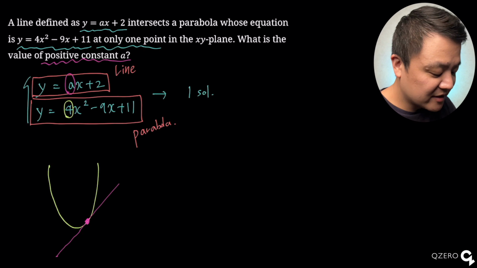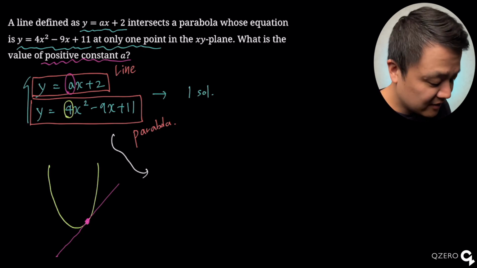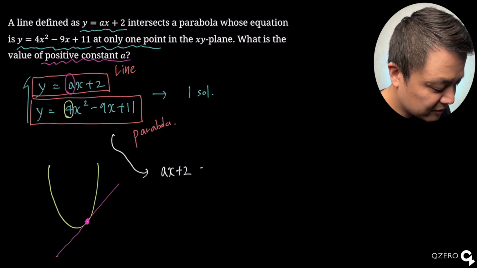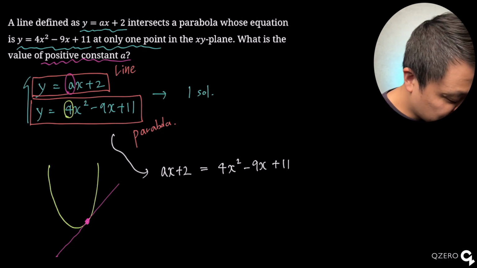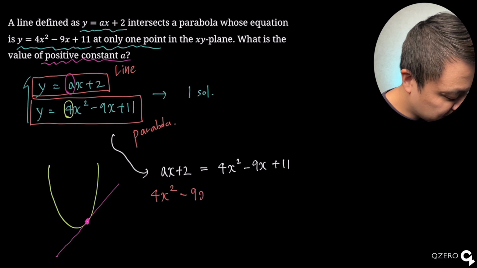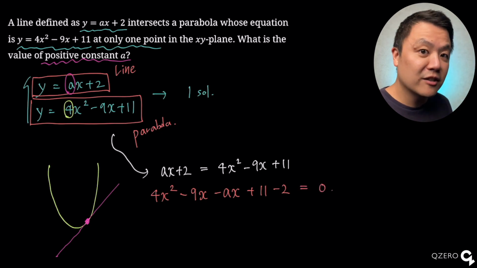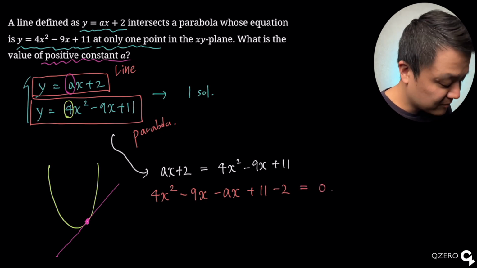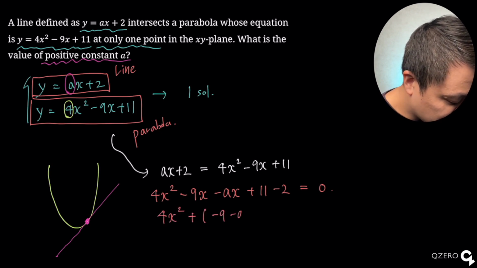Why don't we just solve the system? Since the y values are already isolated, to solve the system, all we have to do is set those y's equal to each other. Once you put everything on one side, we get 4x squared minus 9x minus ax plus 11 minus 2. I just put everything on one side to collect the like terms. Here comes the quadratic, here comes the linear, and here comes the constant.